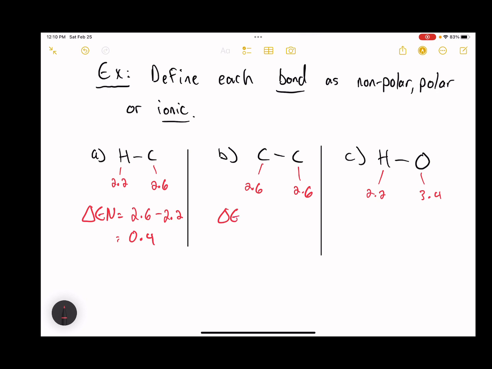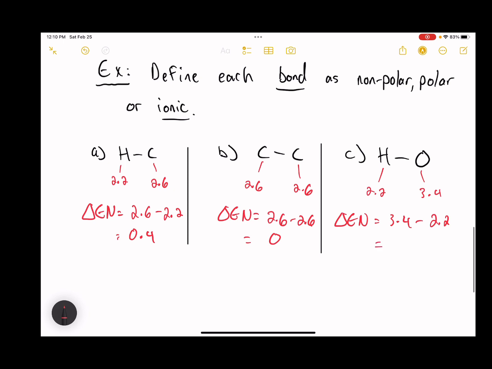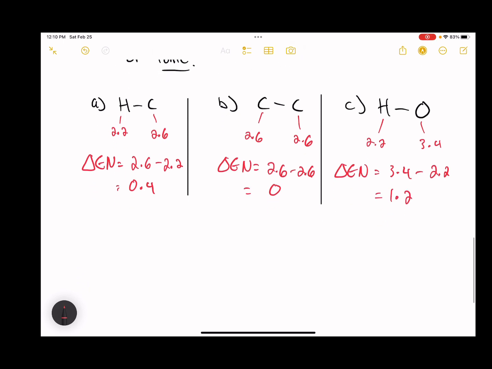For the next one, we'd go 2.6 minus 2.6, which gives me a value of 0. And then, of course, for the last one, that'd be 3.4 minus 2.2, and that would leave us with a value of 1.2. Now, what do these mean?